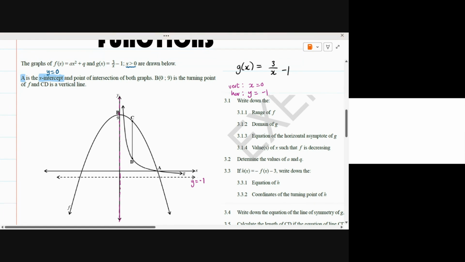So the way we're going to be able to find the point for A is if we go into the formula for our hyperbola and we make y equal to 0. Does that make sense? Thumbs up. Yes?